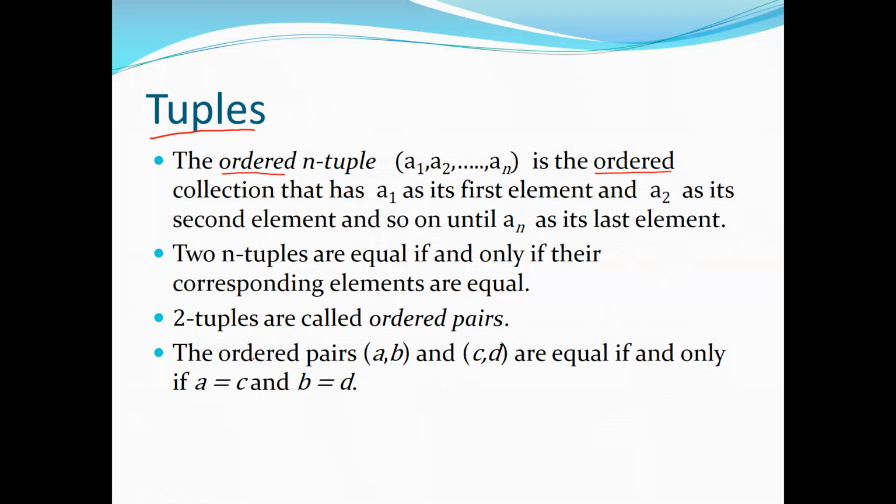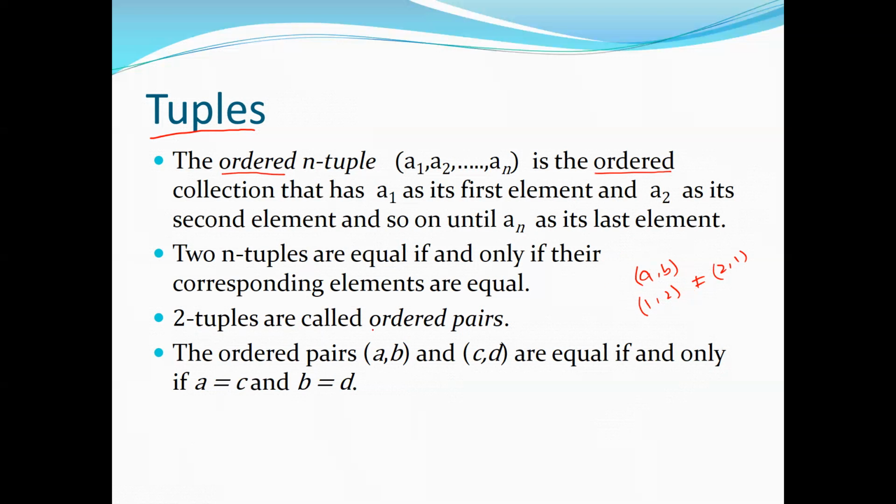So for example, we write tuples in the form of an ordered pair, like A comma B, right? A comma B is one tuple. So 1 comma 2 is one tuple, this is an ordered pair. This is not equal to 2 comma 1. This is different, right? The elements are the same, but order does matter in tuples. So these are basically the ordered pairs.